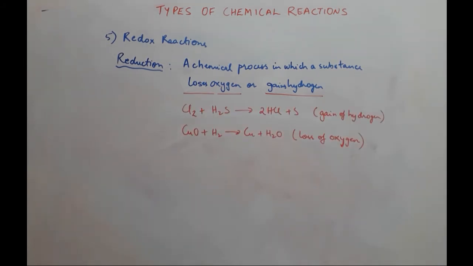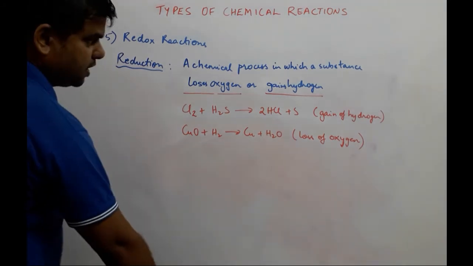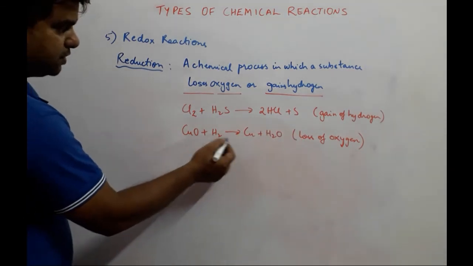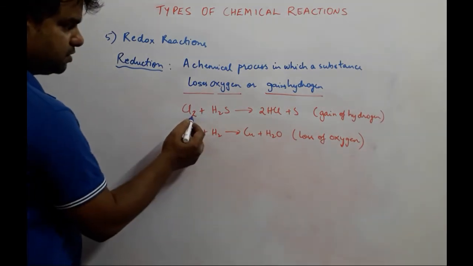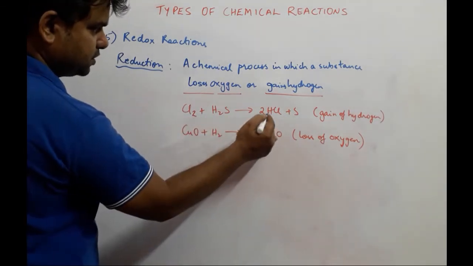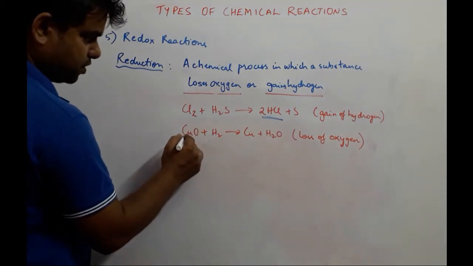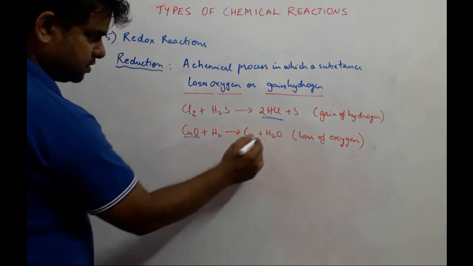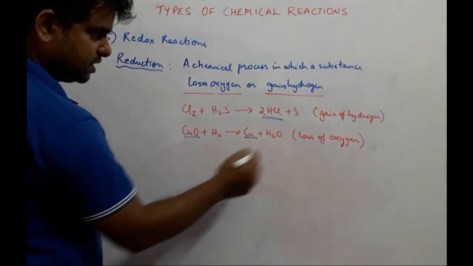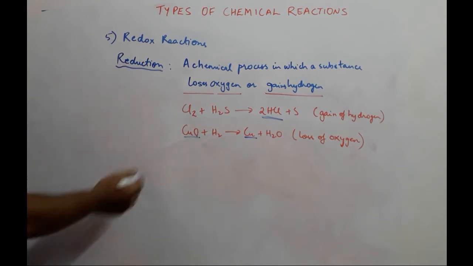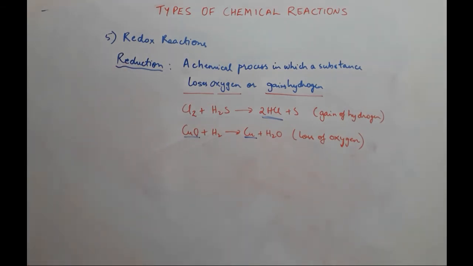Chlorine reacts with hydrogen sulfide to give us 2 molecules of hydrochloric acid along with the formation of sulfur, and copper oxide reacts with hydrogen to give us copper and water. Chlorine atoms gain 2 atoms of hydrogen, so here this is a gain of hydrogen. In this case copper oxide loses oxygen to be just copper. This is the loss of oxygen. So you have reduction reactions, and these are known as redox reactions, and they are just opposite of each other.